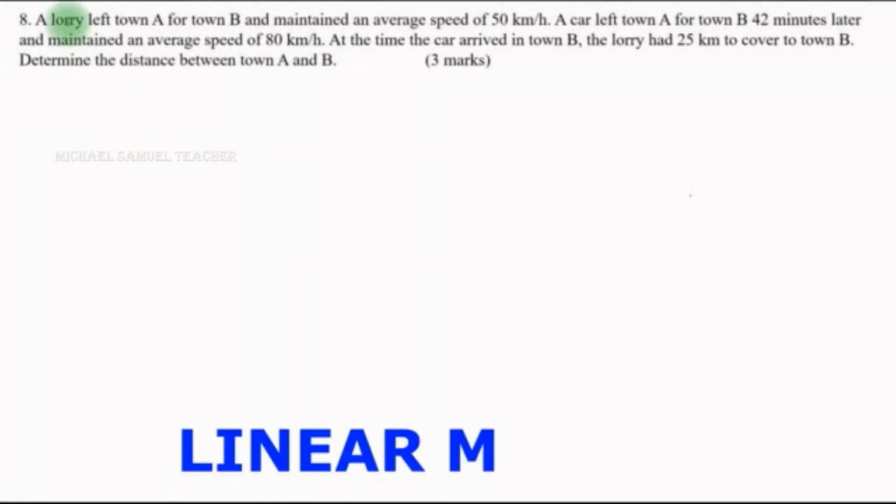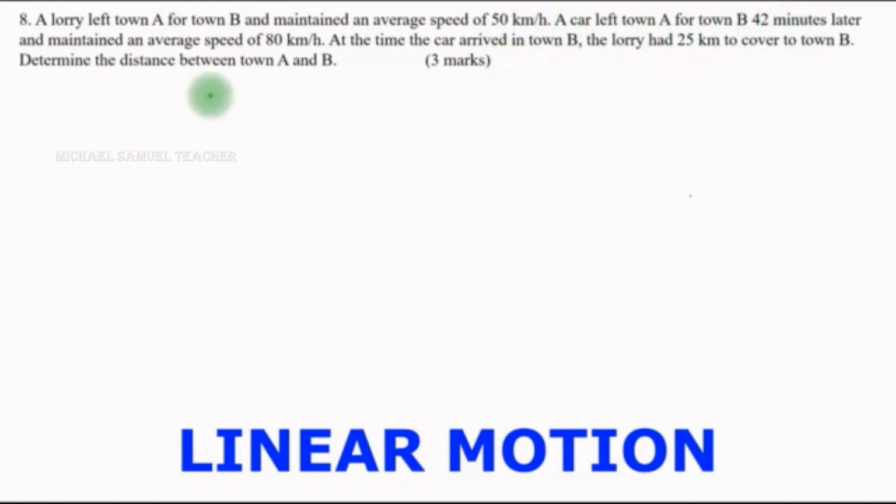Now question 8. A lorry left town A for town B and maintained an average speed of 50 km per hour. A car left town A for town B 42 minutes later and maintained an average speed of 80 km per hour. At the time the car arrived in town B, the lorry had 25 km to cover to town B. Determine the distance between town A and B.